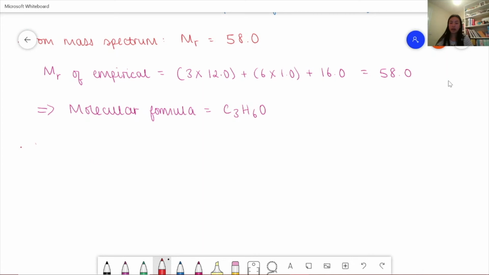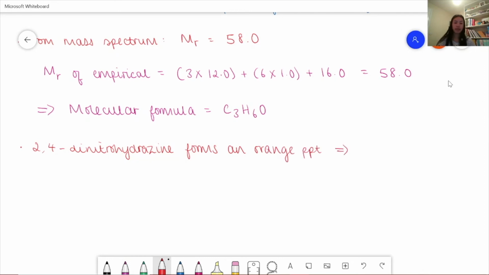So we can write down that because this 2,4-dinitrophenylhydrazine forms an orange precipitate when reacting with this compound, we know that it has to be either a ketone or an aldehyde, because it has to be a carbonyl compound. It has to have the C double bond O. So we've got 2,4-dinitrophenylhydrazine forms an orange precipitate. And so this means we have to have a carbonyl.